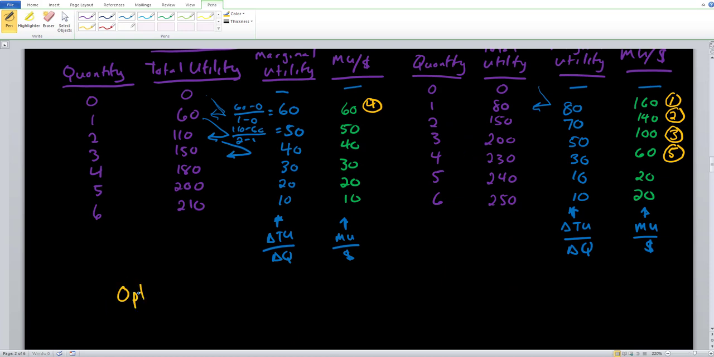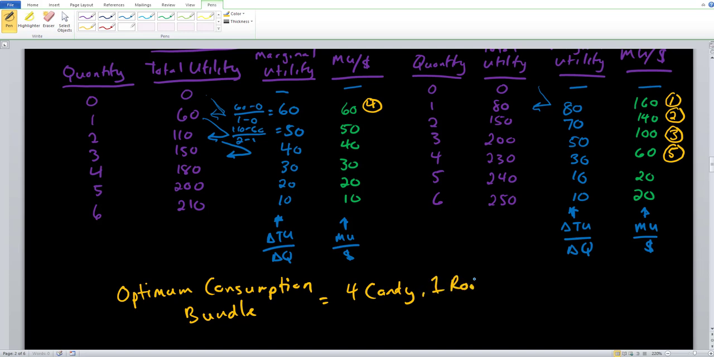So here, the optimum consumption bundle is exactly this iterative process that we worked through. It's 4 units of candy and 1 root beer. And this is exactly what you need to do in order to find the optimum consumption bundle.